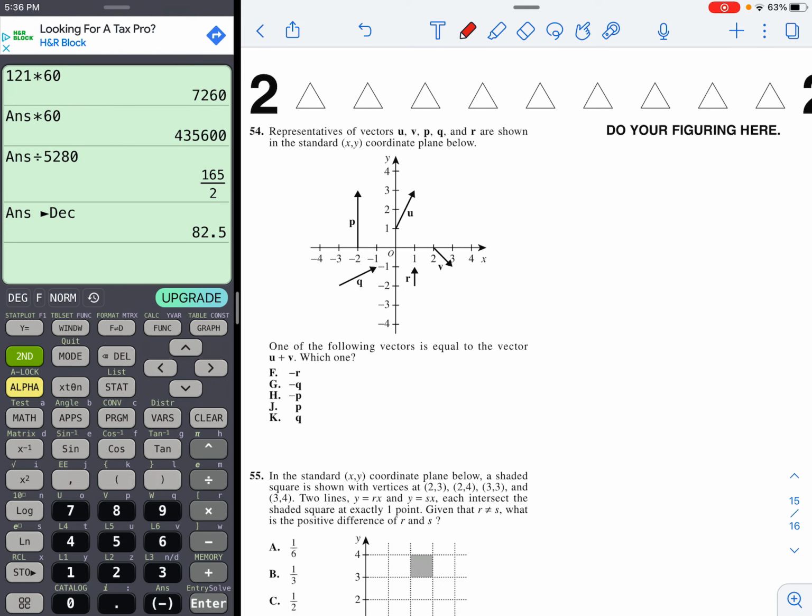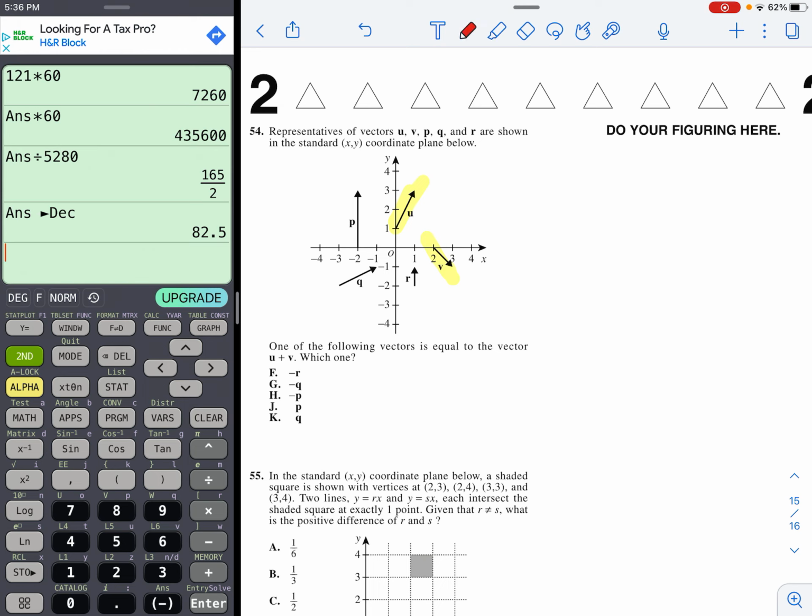54, we've got some vectors written, which tell us basically like a magnitude and a direction here. Which of the following vectors is equal to u plus v? So we're going to be taking what this vector does, and we're going to be adding what this vector does to find a new one.